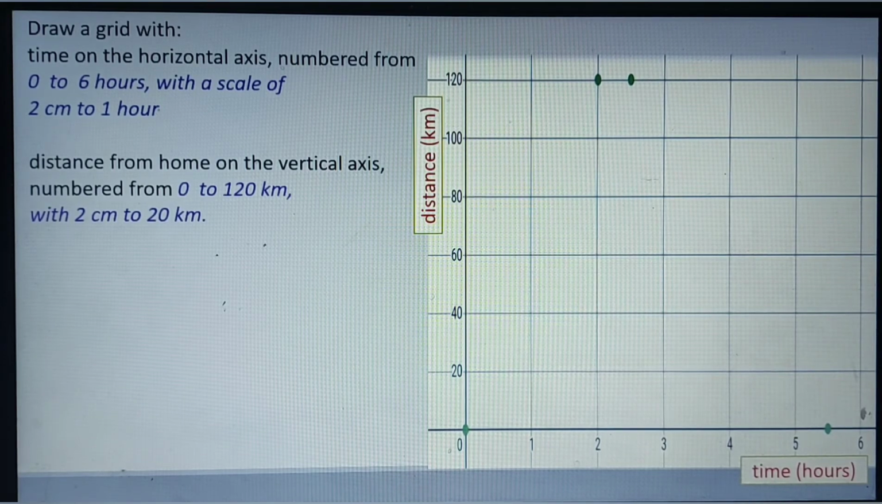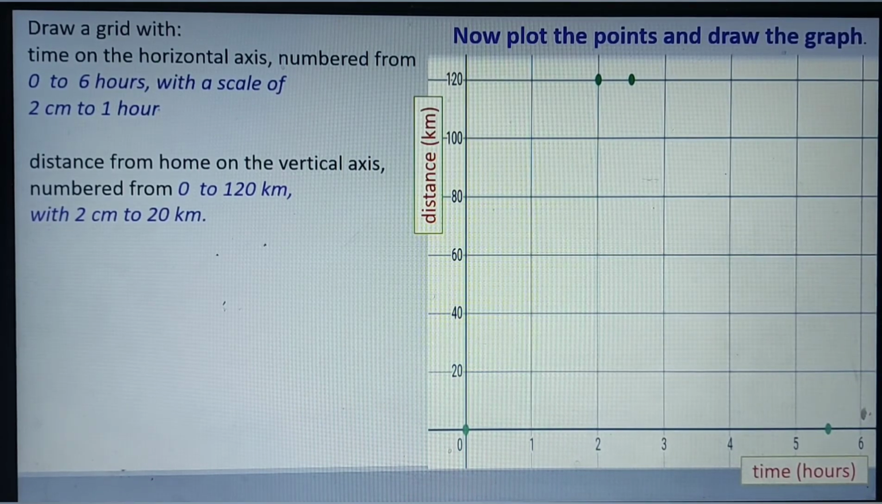So also the distance from home on the vertical axis. The distance is on the vertical axis, and you're supposed to number from 0 to 120 kilometers, with 2 centimeters to 20 kilometers. So you add 20 to get the next one. 20 plus 20, 40, 40 plus 20, 60, and so on.